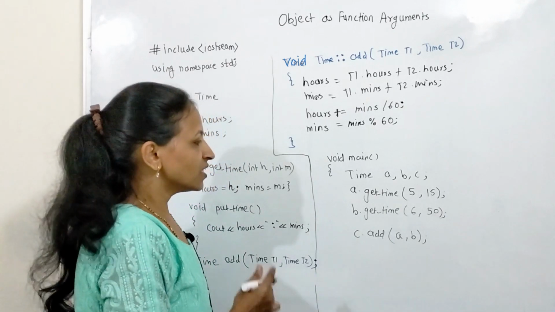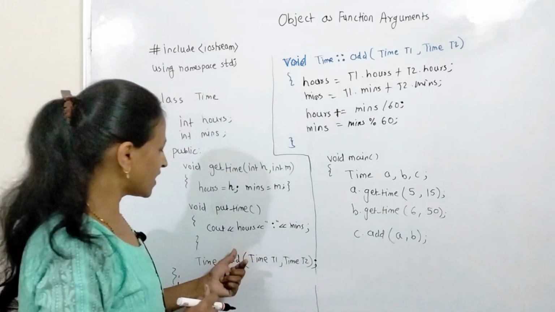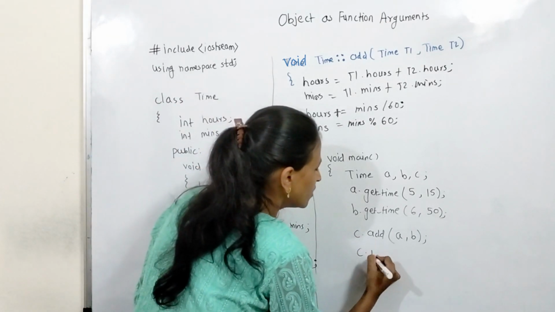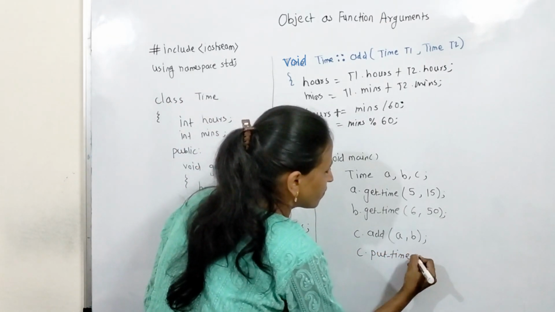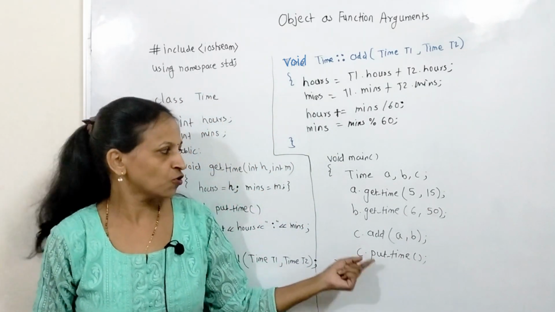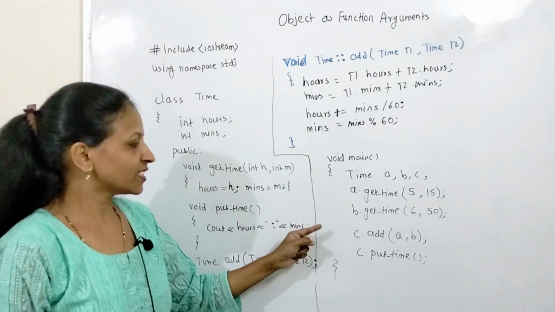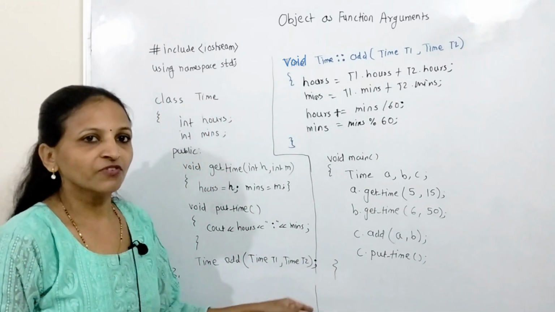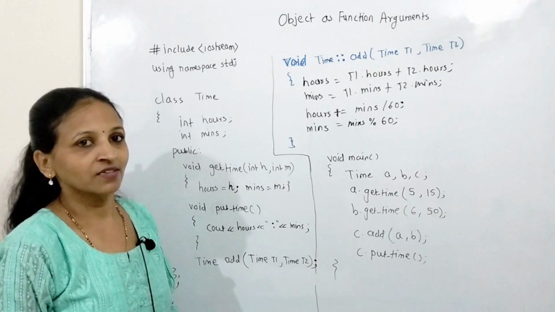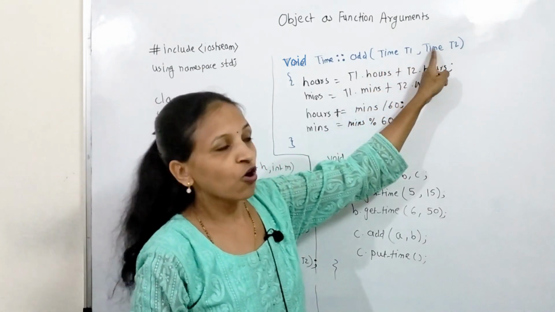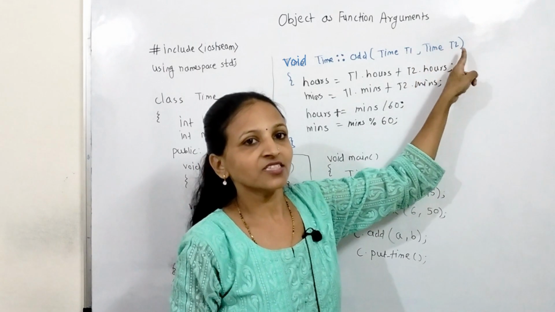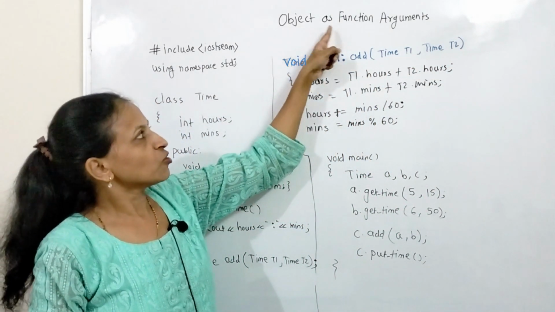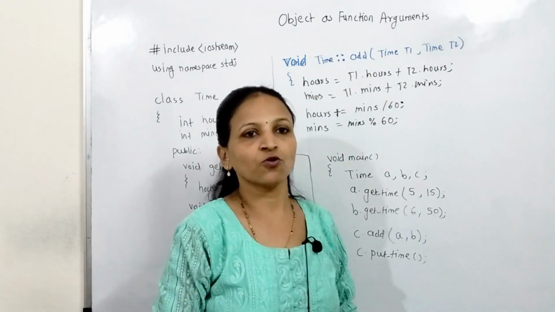Now in c, that addition, we will check by calling this puttime member function. c.puttime. In this way we can get the addition of those 2 objects inside c. After calling the puttime member function we will get the addition displayed. Here see, we are just passing objects, these are the class variables, to the function. This is nothing but the object as a function argument concept.